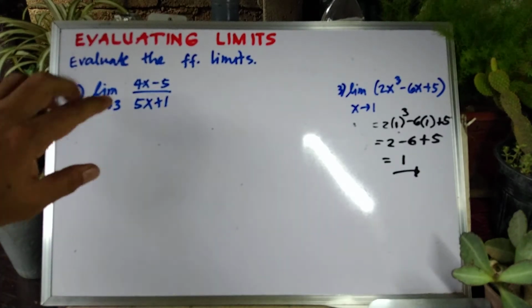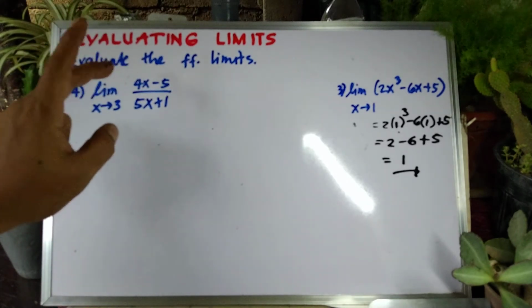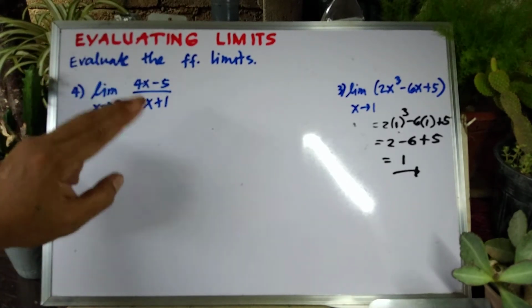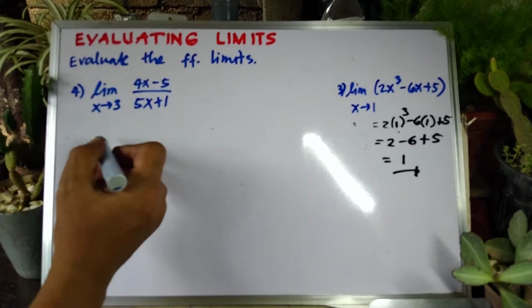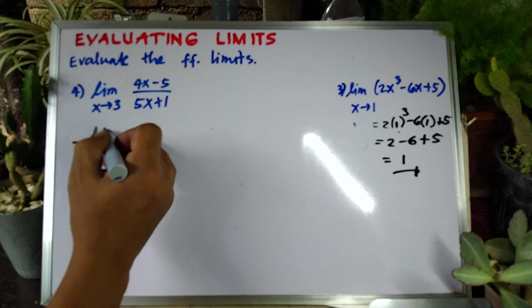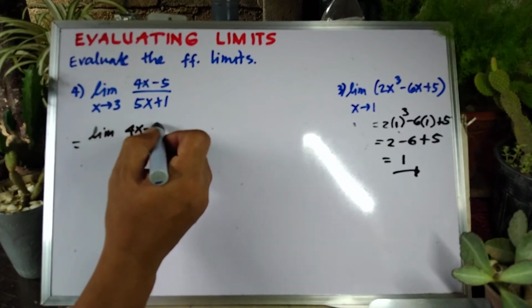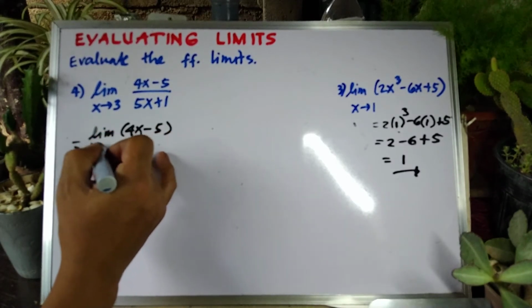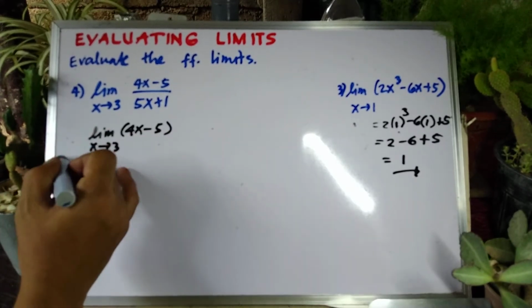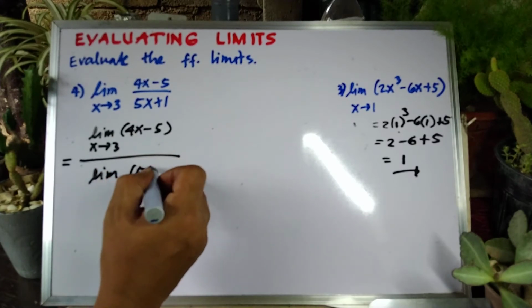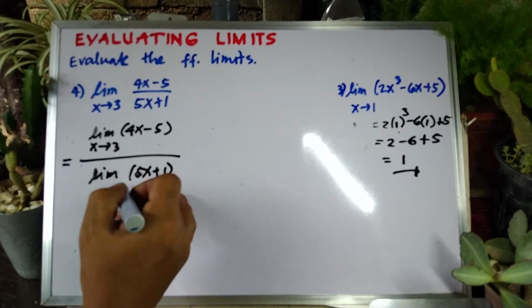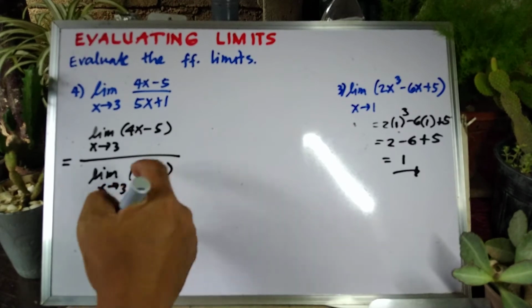Now, kung titingnan natin itong fraction na to, or rational expression na to, wala nang common ang numerator at saka denominator. So, all we need to do is to apply the limit theorem, no? So, you could have, this is equivalent to the limit of 4x minus 5 as x approaches 3 over the limit of 5x plus 1 as x approaches 3.